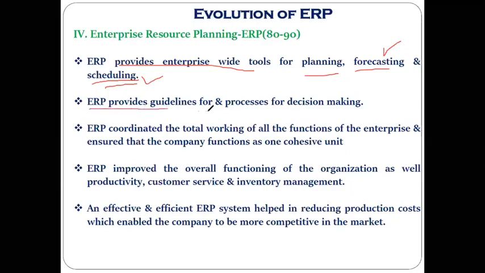ERP provides the guidelines for the process of various decision making. As you know, the main role of the information system, and one of the good examples of information systems is the ERP. So the main functionality, that is the decision function, can be done easily.